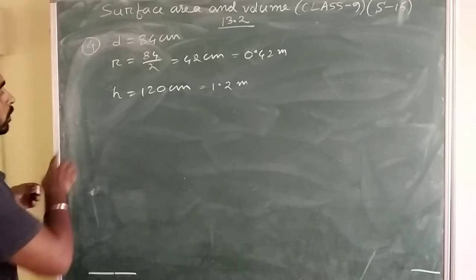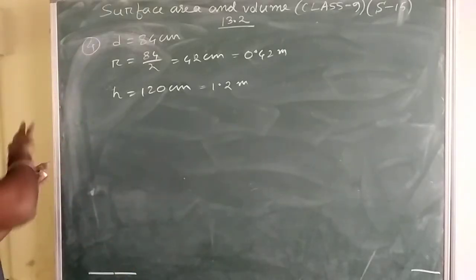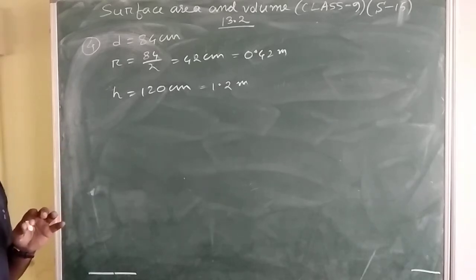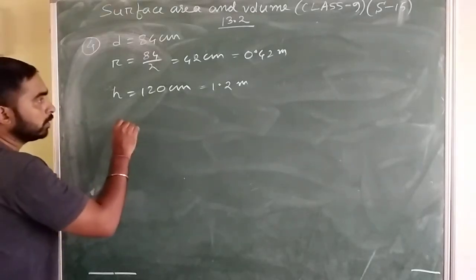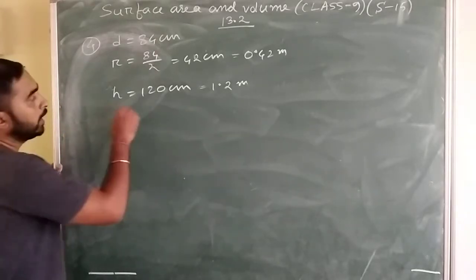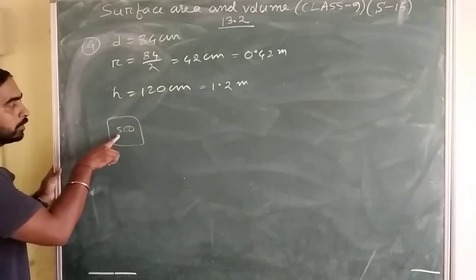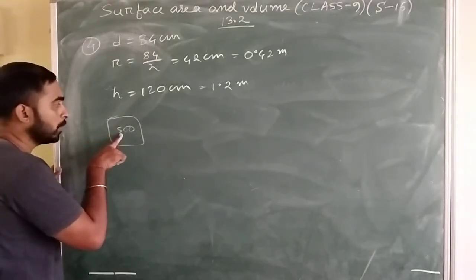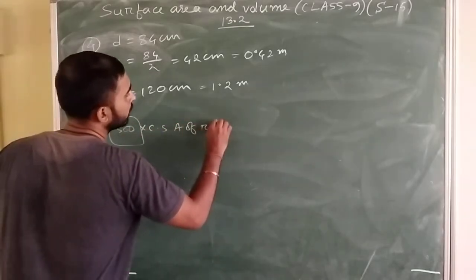And we move the roller over the field how many times? To cover the playground once, that is 500 times. Means if I roll the roller over the field 500 times, then I cover the whole field. So what is the area of the field? Area of the field equals the number of revolutions of the roller into the curved surface area of the roller.